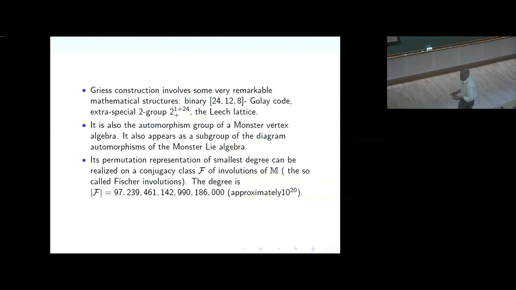Of course, everything about the monster is very remarkable. Its construction, I'm only talking about one construction. There are just three constructions of this. One uses the Virasoro algebra and one other the so-called monstrous algebras, about which I don't talk at all. But the construction of Griess itself involves very remarkable mathematical structures. This is the binary code about which I talked very briefly yesterday, the extra special 2-groups, the Leech lattice, and the so-called Parker loop.